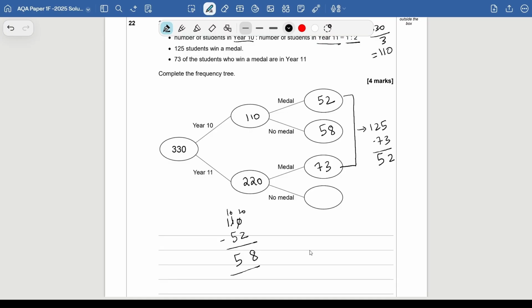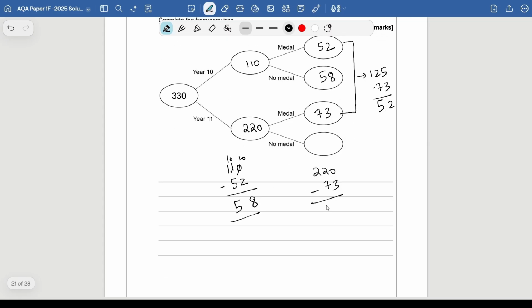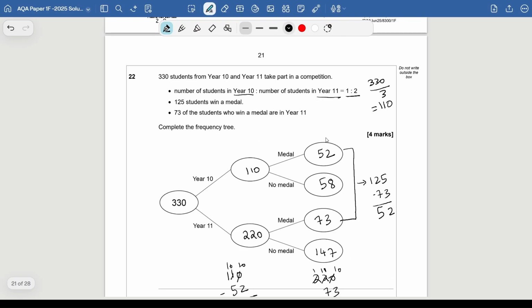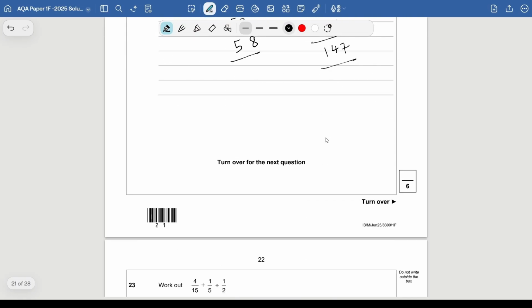And from year 11, how many of them did not win the medal? There are total 220. From them, 73 won the medal. So the ones who did not win the medal will be 220 take away 73. So there is the 10 take away 3 is 7. This is 1. So we take 11, take away 7 from 11. So that's a 4. 147 from year 11 did not win the medal. So it just wants you to complete the frequency tree, and we did that.